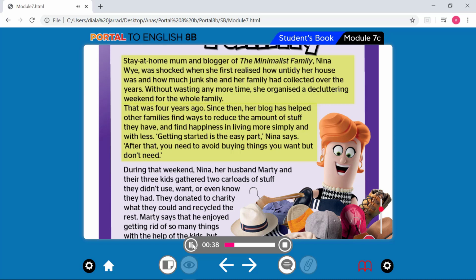That was 4 years ago. Since then, her blog has helped other families find ways to reduce the amount of stuff they have and find happiness in living more simply and with less. Getting started is the easy part, Nina says. After that, you need to avoid buying things you want but don't need.